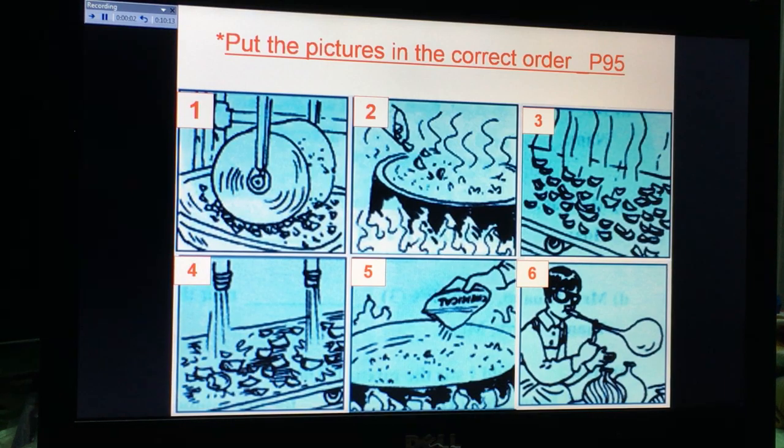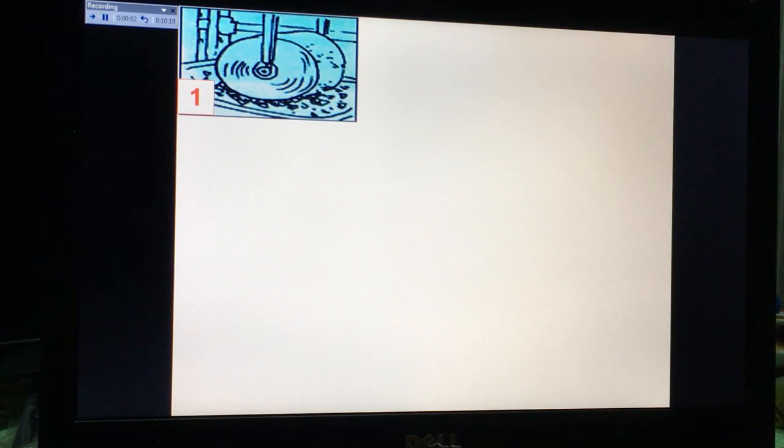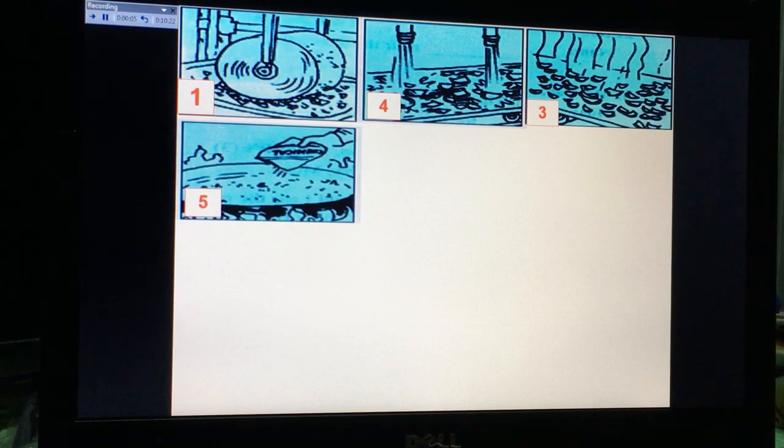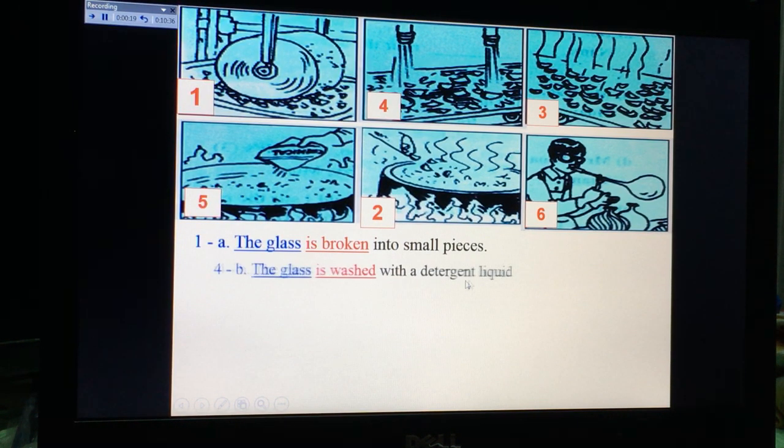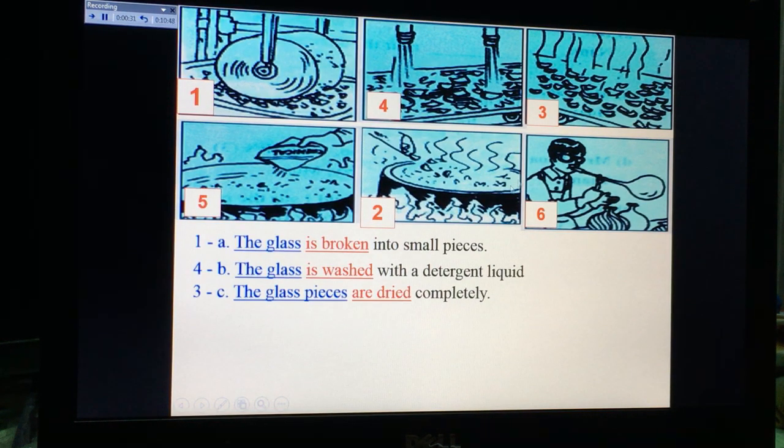You read the sentences and you match the sentences with the correct pictures here. So sentence A, picture 1 with sentence A. The glass is broken into small pieces. Picture 4 goes with sentence B. The glass is washed with detergent liquid. And picture 3 goes with sentence C. The glass pieces are dried completely.